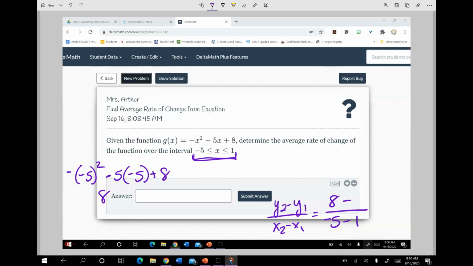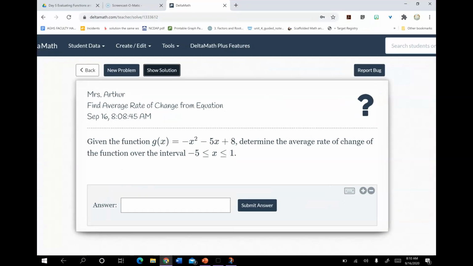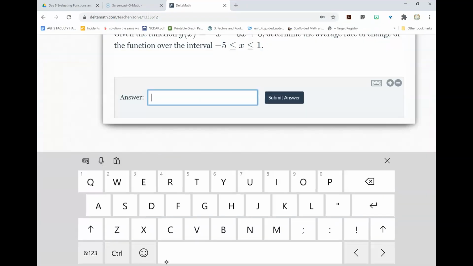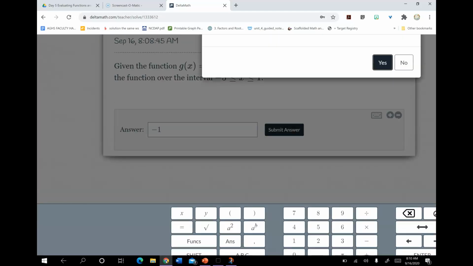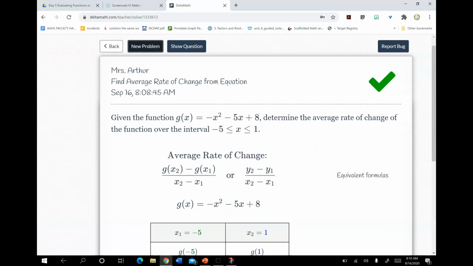So now I'm going to do 1. So now I'm going to replace x with 1. Okay. And I get it to be 2. So 8 minus 2 will be 6. Negative 5 minus 1 will be negative 6. So my average rate of change here is negative 1. So I go here, type in. Okay, I'll use this keyboard. Negative 1. Submit. I got it right.